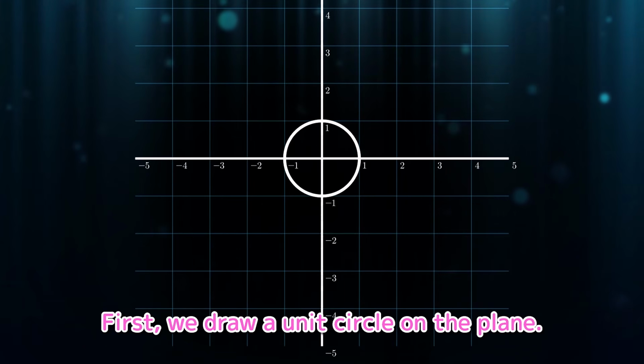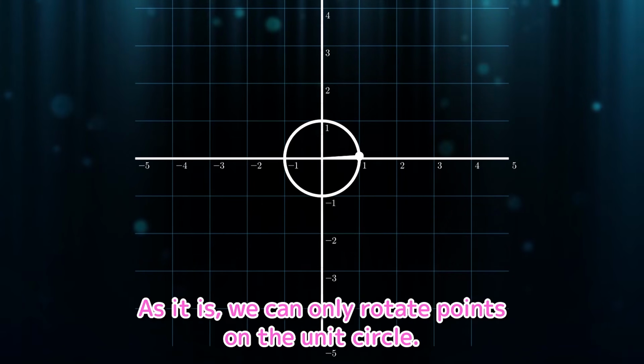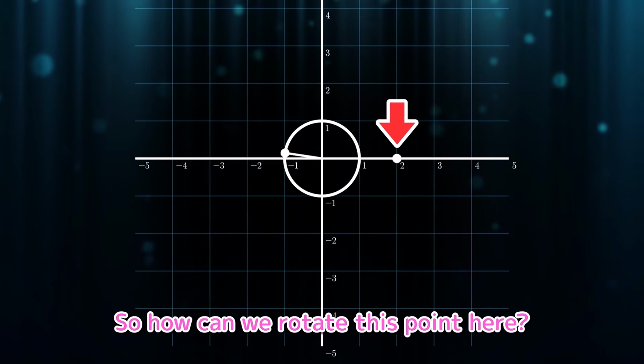First, we draw a unit circle on the plane. The scale is different from before, so be careful. As it is, we can only rotate points on the unit circle. So how can we rotate this point here?